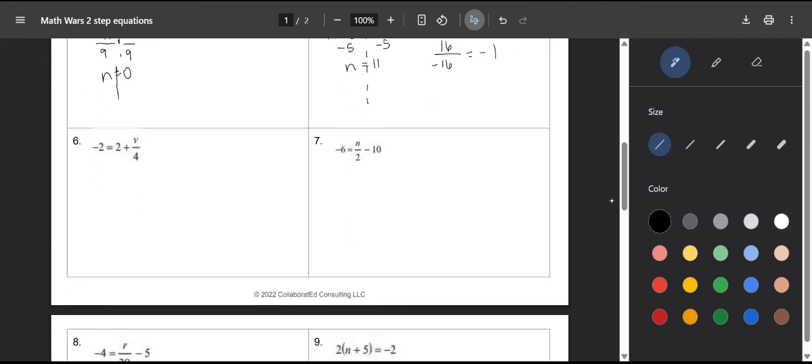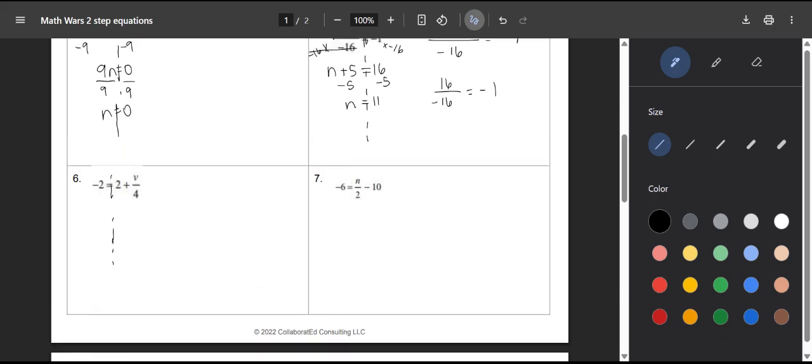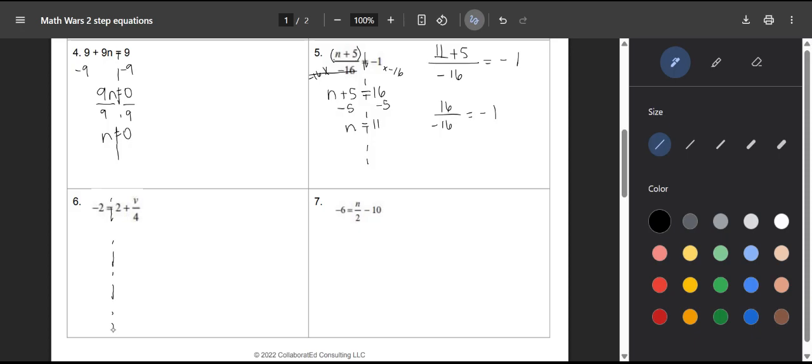Okay, let's look at number 6. Negative 2 equals 2 plus v over 4. I'm going to draw my line through my equal sign. You don't have to do a dotted line, I'm just fighting my technology. And I see my fraction bar, and there is only one term on top of my fraction bar and one term below my fraction bar. So what that tells me is it is not a grouping symbol. I don't have to undo my groups first.